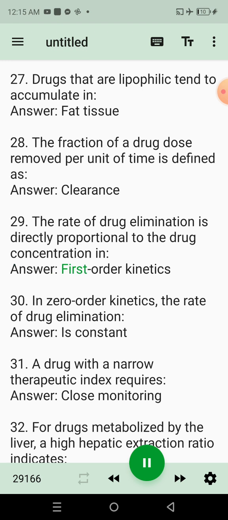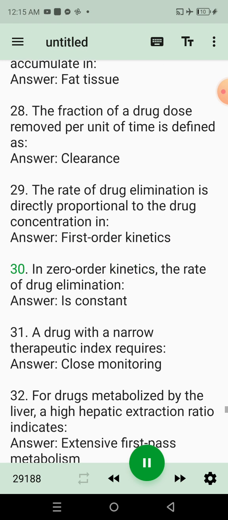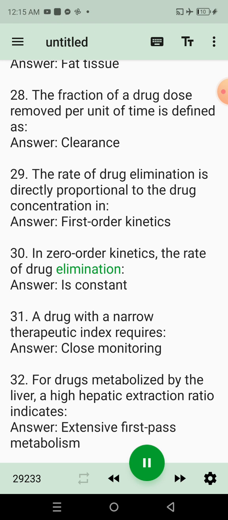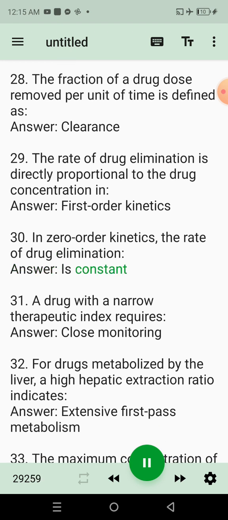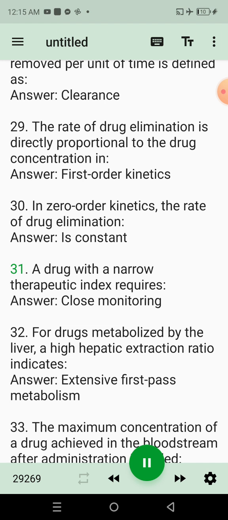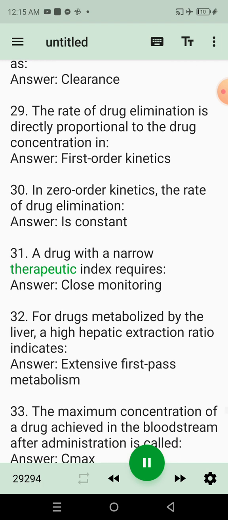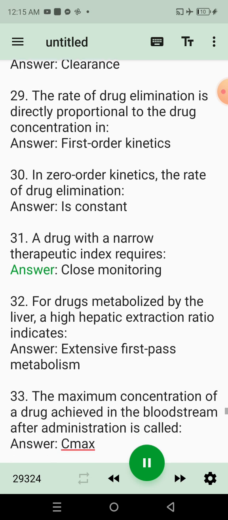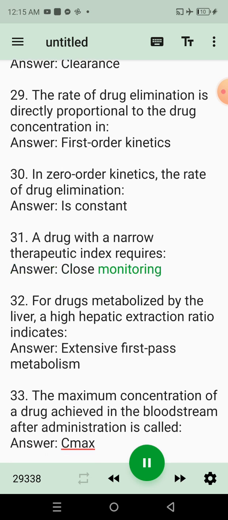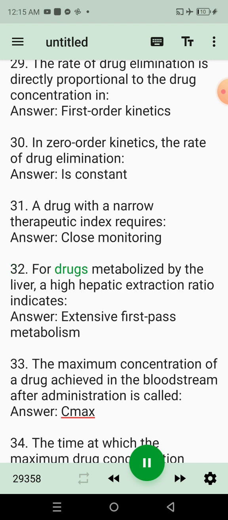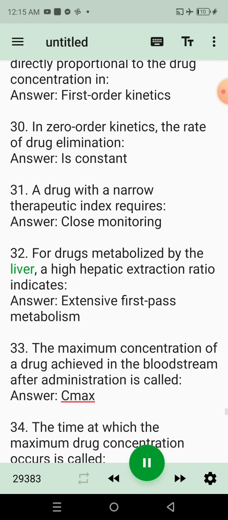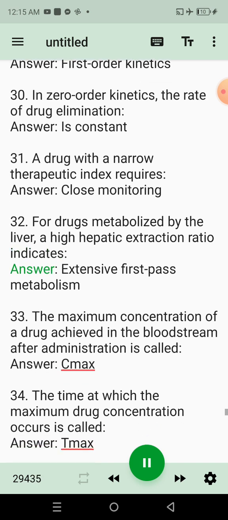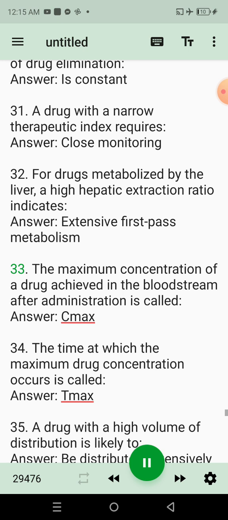Answer. First-order kinetics. 30. In zero-order kinetics, the rate of drug elimination. Answer. Is constant. 31. A drug with a narrow therapeutic index requires. Answer. Close monitoring. 32. For drugs metabolized by the liver, a high hepatic extraction ratio indicates. Answer. Extensive first-pass metabolism. 33.